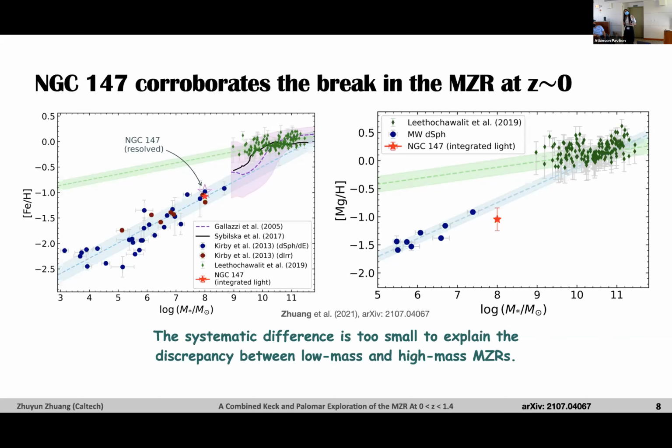This consistency suggests that the break should be present in the local universe MZR, because the systematic differences are just too small to explain the discrepancy between the low-mass and high-mass MZRs. And we get consistent results. So it also lets us know that we can now measure the correct metallicity from the integrated spectrum, and we can also trust the MZRs for these high-mass galaxies.